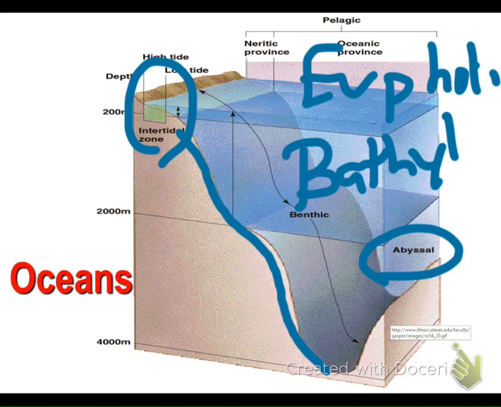Euphotic zone is where there's light, the top 200 meters. Then the bathyal, which is still basically only water, but there's not a lot of light there. And then the abyss, where it's just insane.